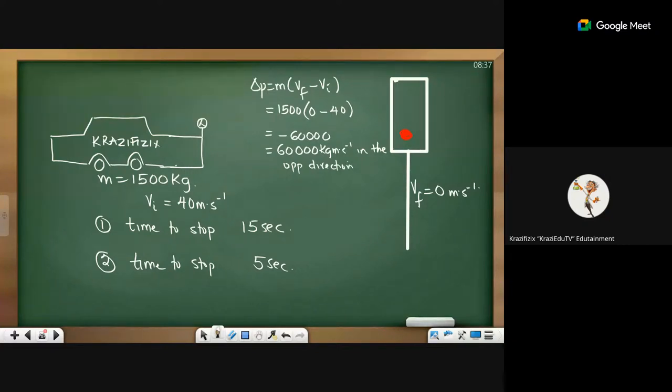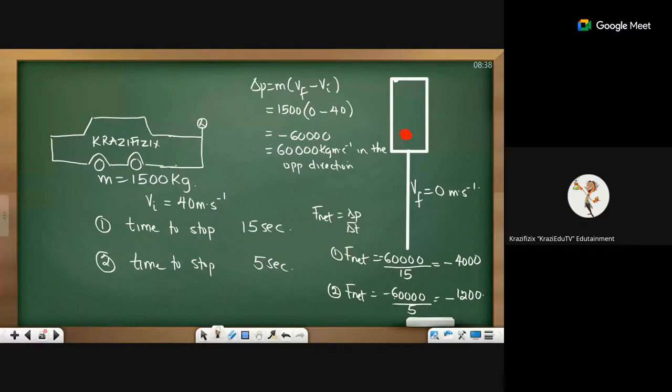But now, let us calculate the net force acting on the first object. F net equals change in momentum over change in time. For object number one, what's our F net going to be? It's negative 60,000 over 15, and I'm going to explain the negative. F net for the second one, negative 60,000 over what? Over 5. What's our answer here? This is going to be negative 4,000, yes. While this one will be negative 12,000. I hope I'm doing the maths right.